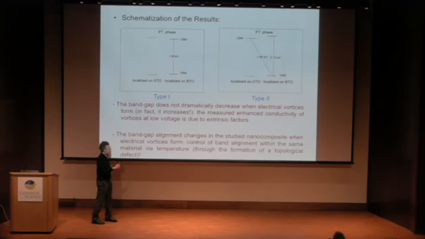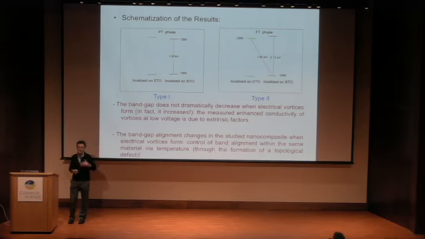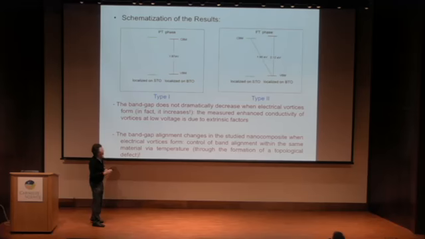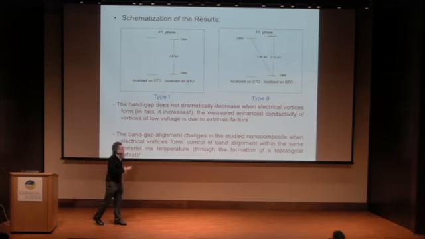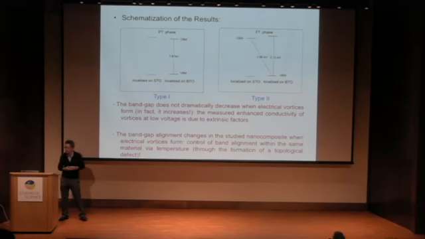This is known as a type 2 band alignment. This is quite interesting because we are talking about the same material. In semiconductors, if you look at one material, it's either type 1 or type 2. You cannot have both. At least I don't know any example of that. But here, in the same material, you control your band alignment. You go from type 1 to type 2. And how do you do that? By temperature, which means by formation of a topological defect, which is your electrical vortices. So you have control of a band alignment via topology, via topological defect. This is about the first part of the talk.